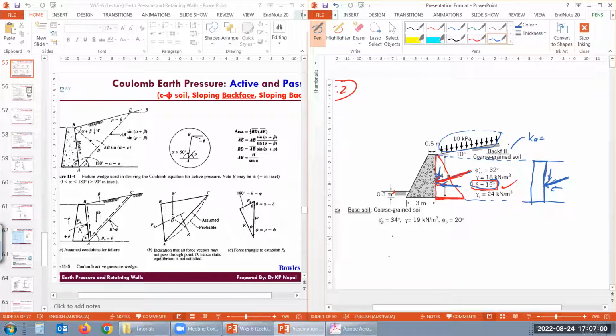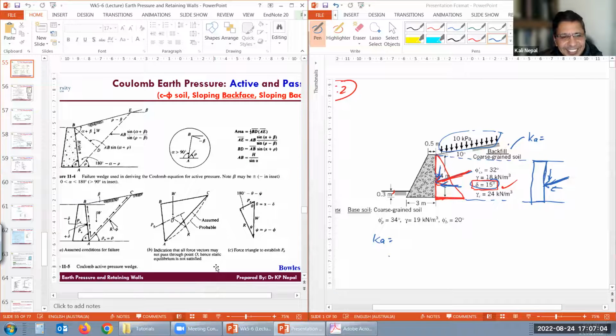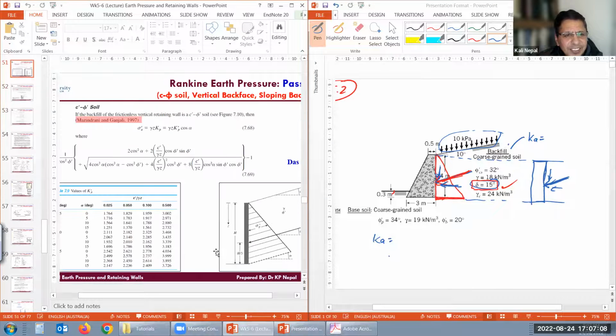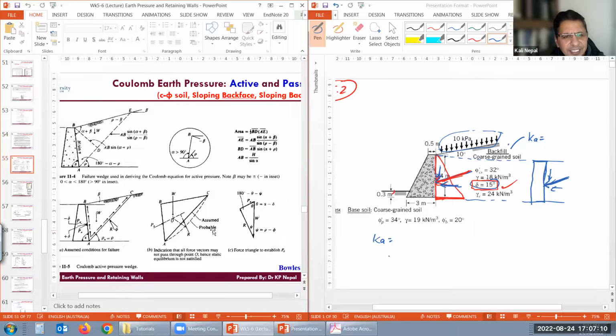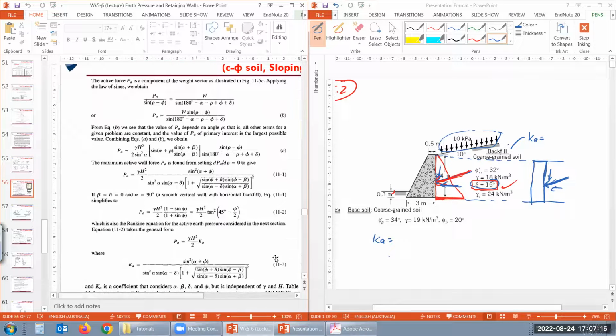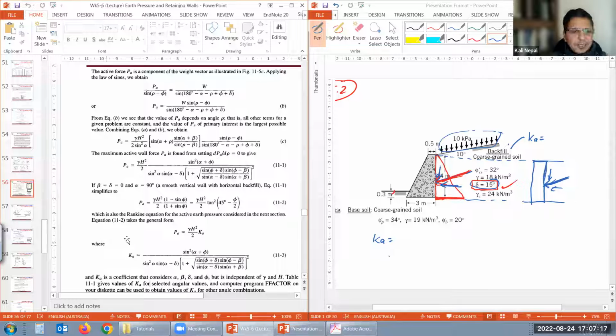Oh, that is a long equation again. And I go here and then just Ka, right? Coulomb's theory, not the Rankine's, Coulomb's theory Ka. That's the equation. It's 11.3. Can you try now?